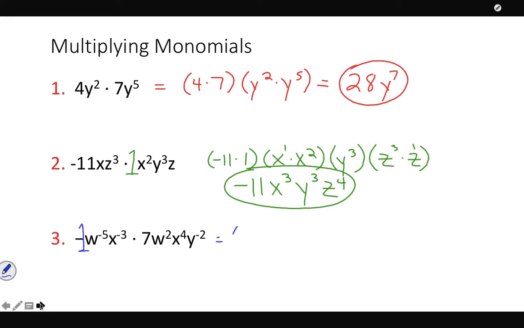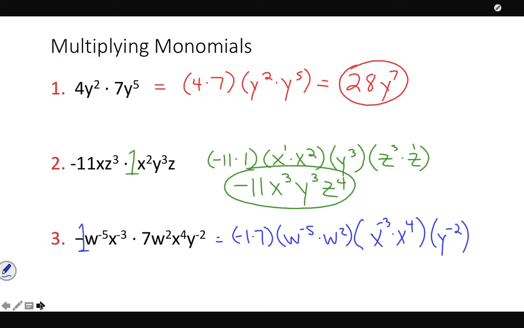So I'm going to have -1 times 7. Then I have w to the -5th times w to the second. Then I'm going to have x to the -3rd times x to the 4th. And then I don't have any other y's, so that's just y to the -2nd. So now I'm going to simplify. Well, this would be -7.